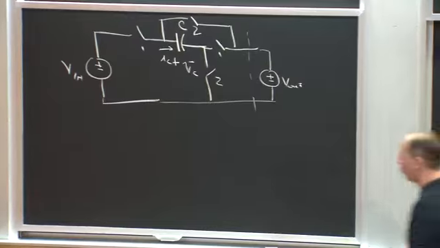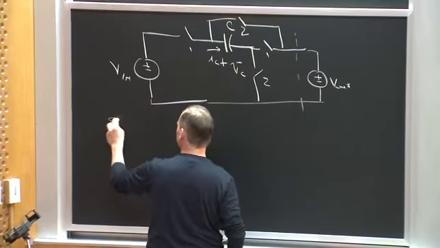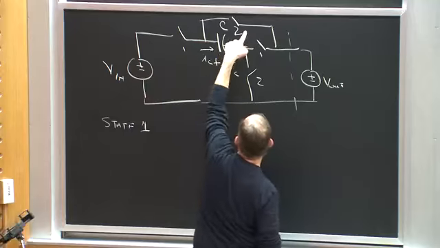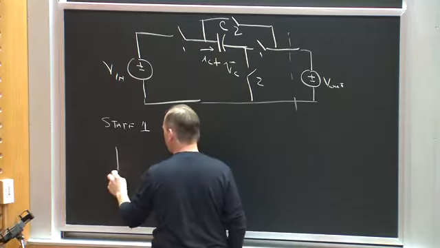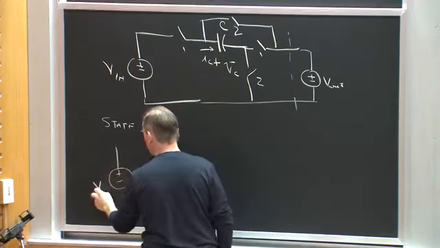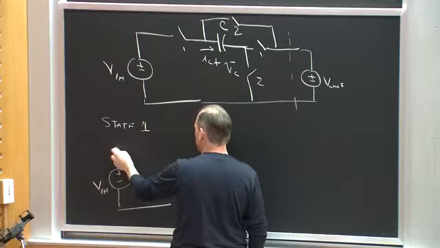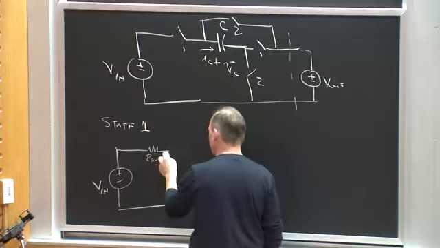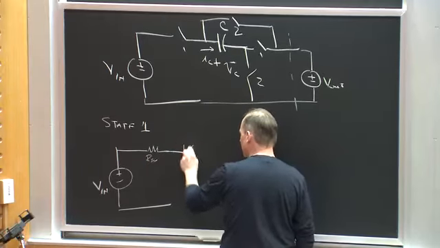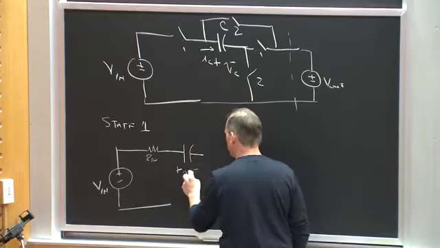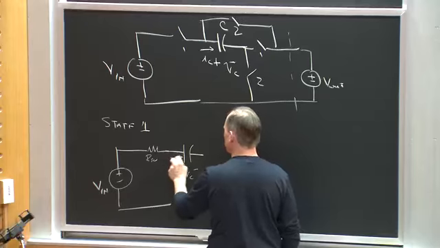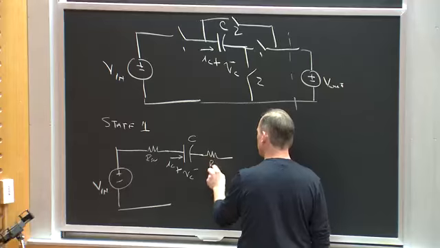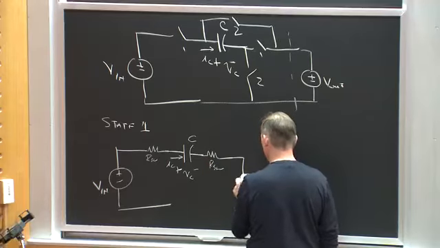So in state 1, I basically have these two switches closed. So in state 1, the converter looks like this. V in, right? A first switch is going to be on. I'll call that R switch. Then I'm going to have my capacitor. And then I'm going to have my second switch. And then that's going to go to the output.